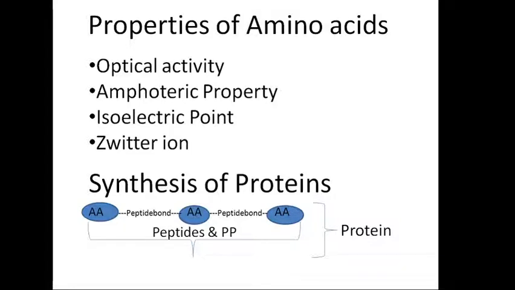Now, zwitterions. They contain both a carboxylic group as well as an amino group. Since they have both an acidic and a basic group in them, it is referred to as a zwitterion.